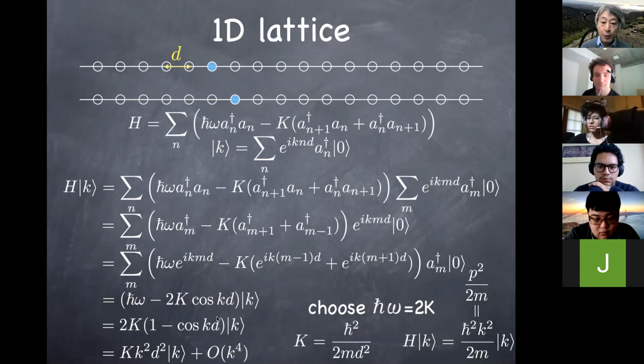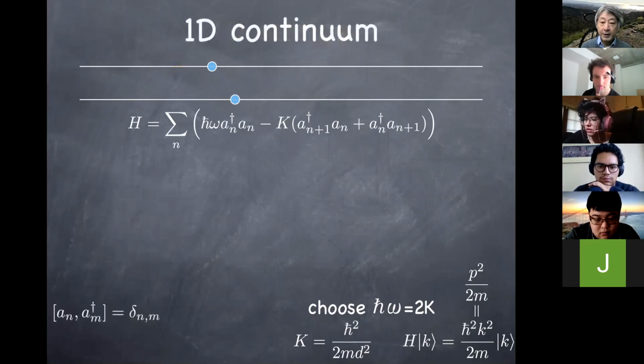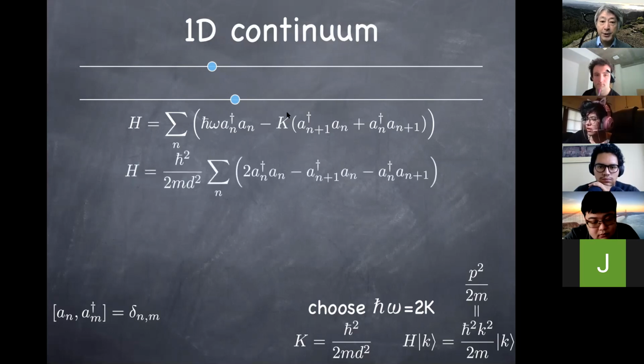All right, so now we really would like to take the continuum limit because we identified how we need to choose the parameters in this Hamiltonian. So here's the Hamiltonian. Now we know ħω is 2K, and K is ħ² over 2md². So I just literally substitute that in. So this ħω is 2K. So I have this ħ² over 2md² up front, and this factor of 2 remains.